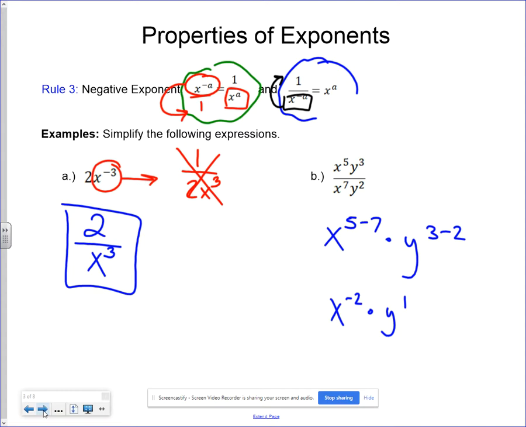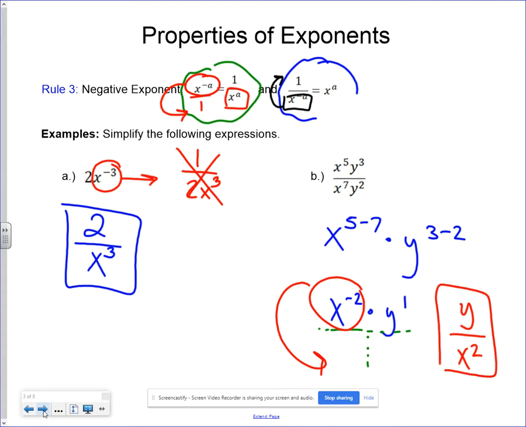Remember, we can't have a negative exponent. So what does it do? Well, if this was a fraction, it moves it. So it's going to take the x power and move it down to the bottom. The y is going to stay on top. So this simplifies to just y over x squared.